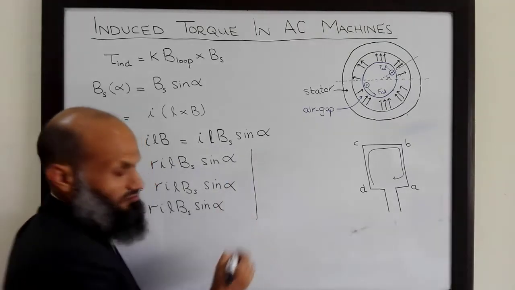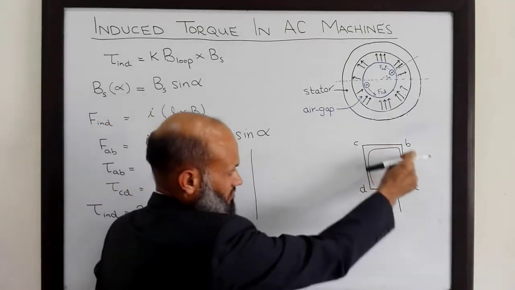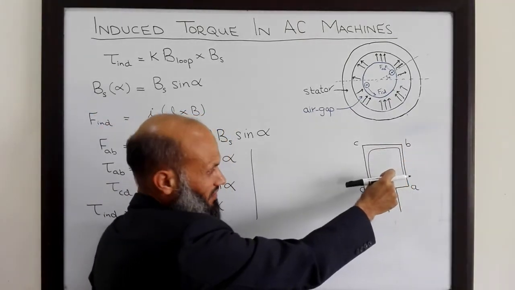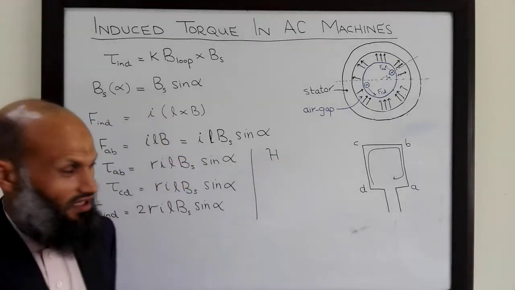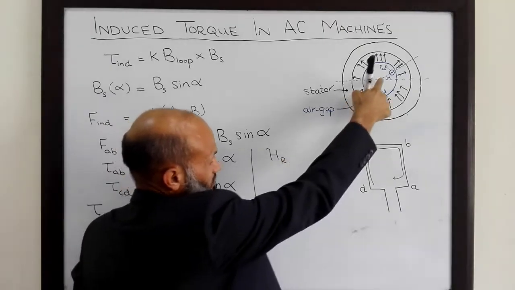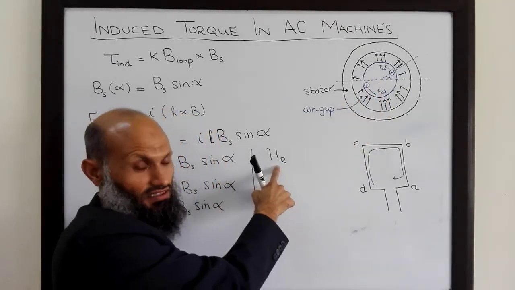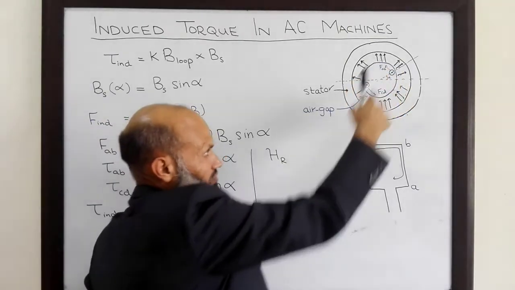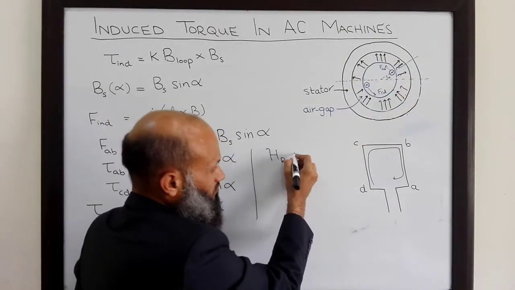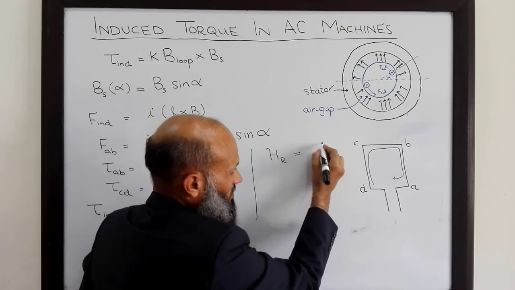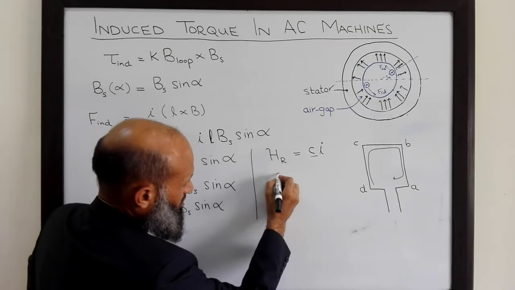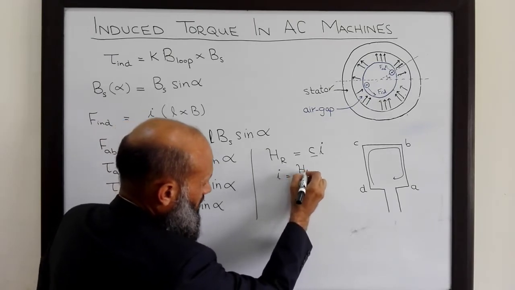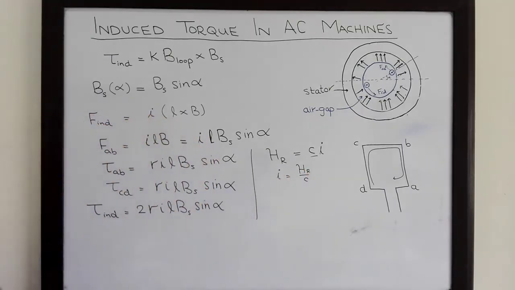Due to this current there will be a magnetic field, and the strength of that magnetic field is denoted by HR. R indicates that this is the magnetic field due to the rotor, this coil on the rotor. That is proportional to the magnitude of this current, and the proportionality constant, let's write it by C. This current I is equal to HR over C, and we can replace this current into this expression.